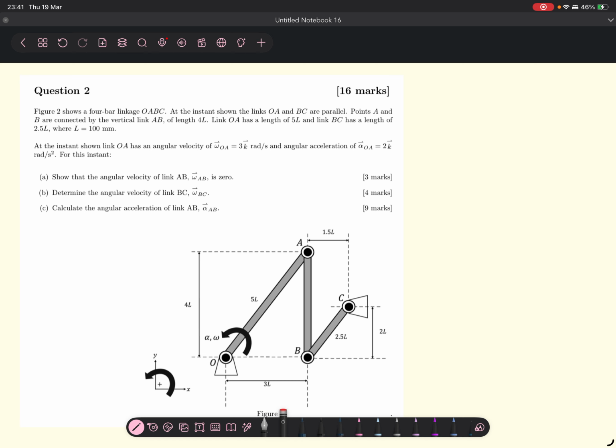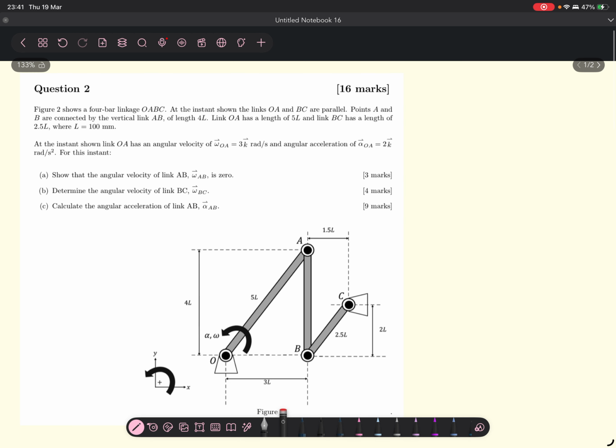We're also given the angular velocity of OA, so of this link over here, and it's going in that direction. And then we're also given the angular acceleration of the same link. And then part A tells us to show that the angular velocity of link AB is 0.